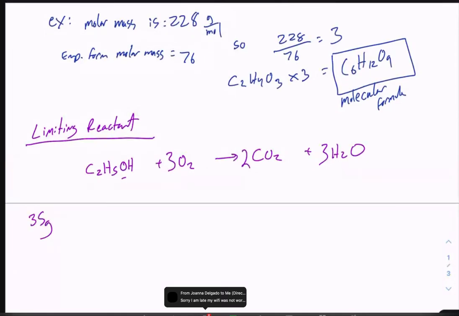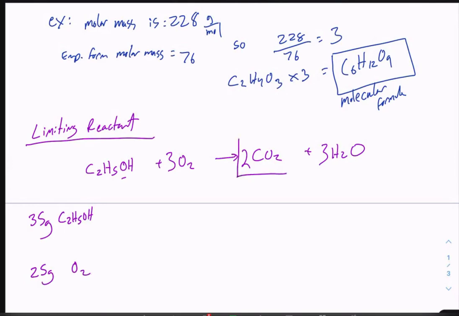All right, so let's say that we have 35 grams of ethanol and 25 grams of oxygen ready to react. The goal is to figure out the limiting reactant, and I'm focusing on how much carbon dioxide yield there will be. Because carbon dioxide is accumulating, we want to reduce emissions. So let's figure out how much we're going to get from this.